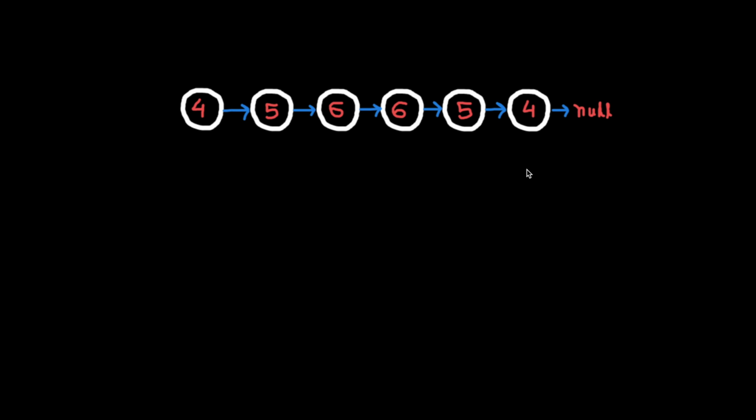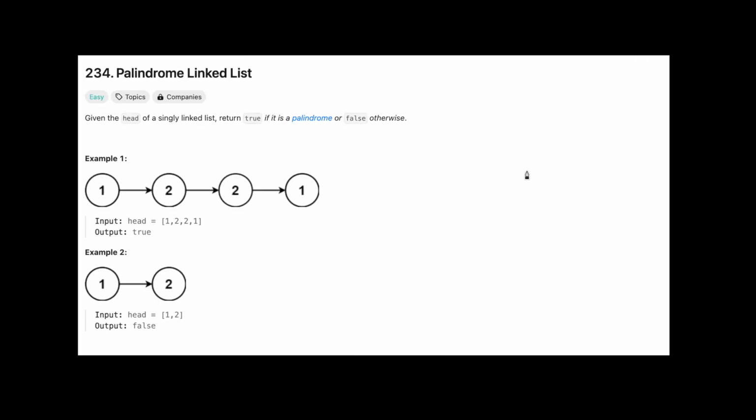The task is to determine if a singly linked list is a palindrome or not. So you'll be provided with a linked list and we'll have to check whether the linked list is a palindrome or not. If you look at the problem statement, it says that given the head of a linked list, return true if it is a palindrome or false otherwise. And a palindrome reads the same forwards and backwards.